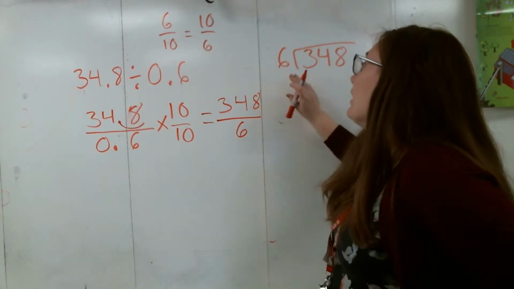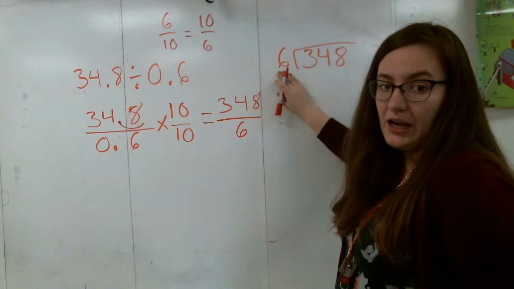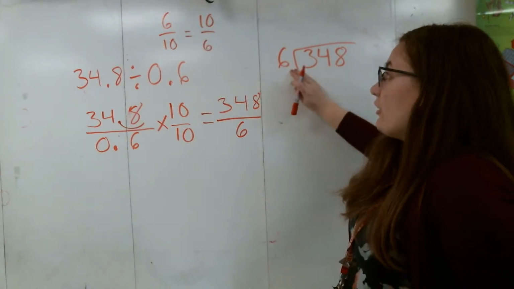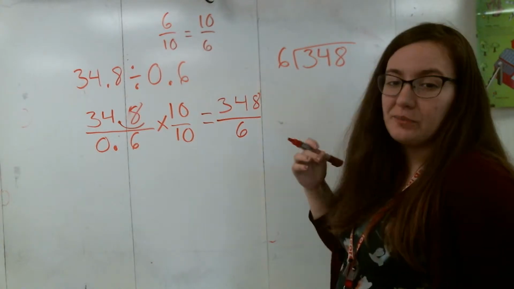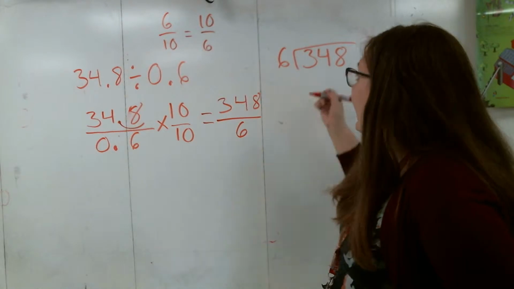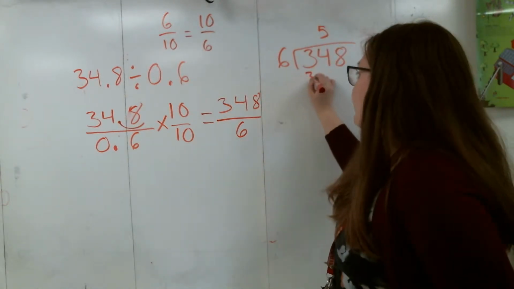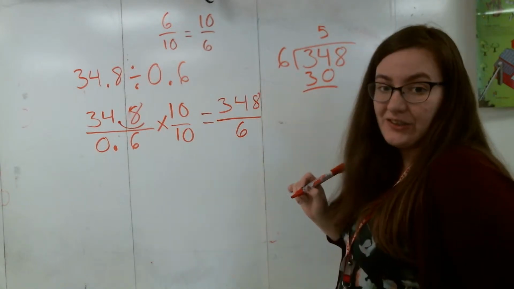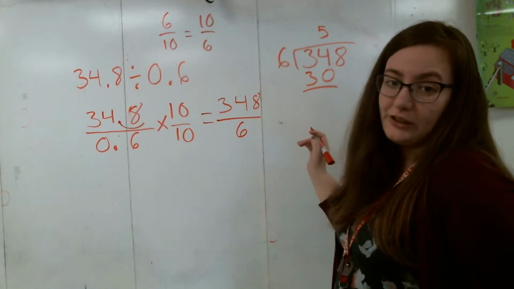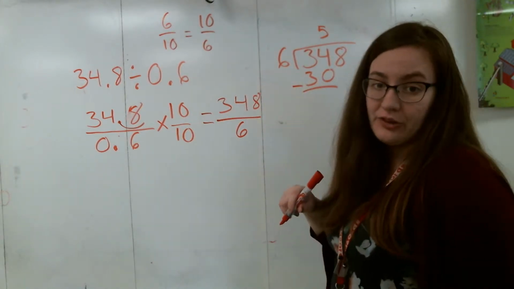First I need to figure out how many times 6 can go into 3. It can't, so I'm going to think about how many times 6 can go into 34. Well, I know that I could do 6 times 6, but that's too big because that's 36. But I could do 6 times 5, because that is 30. So it's very important that you're practicing those facts. By now, you should know how to do the standard algorithm, so I'm not going to take too much time explaining this. If you need more help with it, please just let me know, and we'll do a small group.